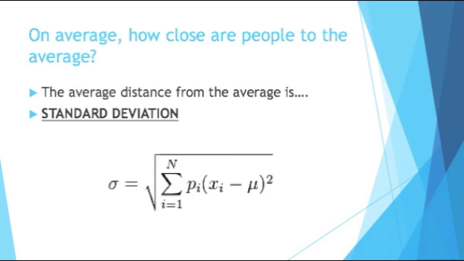The average distance from the average is standard deviation. On average, how far away are people from that average? It helps you understand the spread of your data. That's what standard deviation is. It tells you that distance from your average that most of your people will be at.